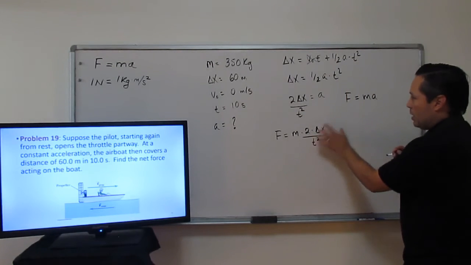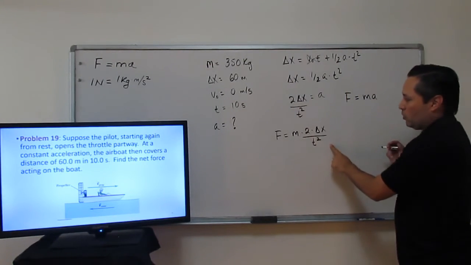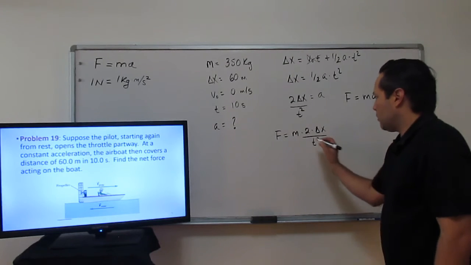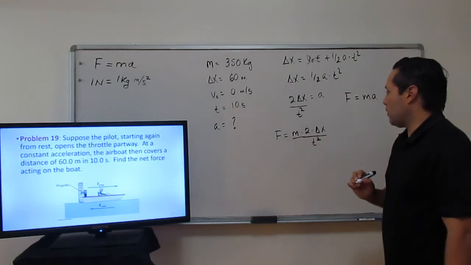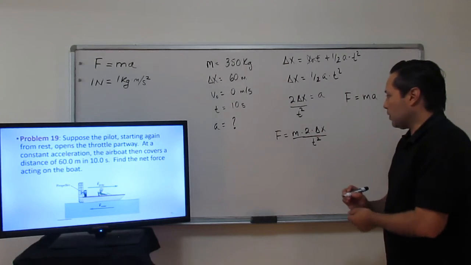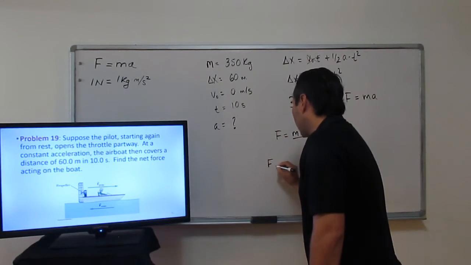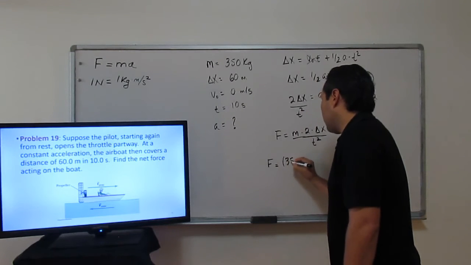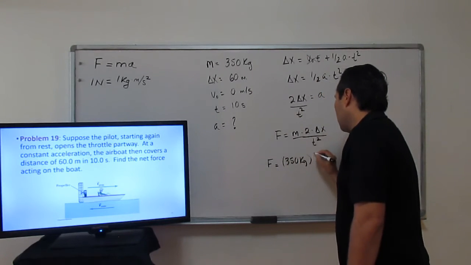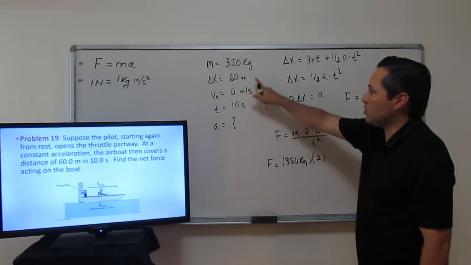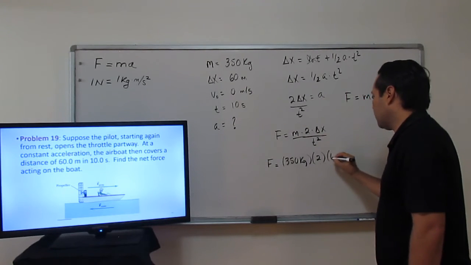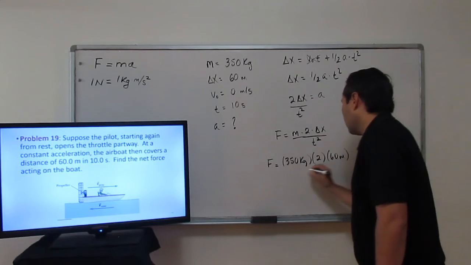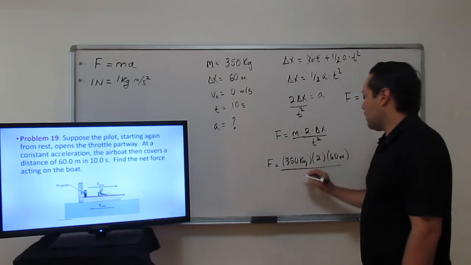Alright, see there's an a. I substituted a, that value there. Okay, I'm going to extend that line. Looks a little bit better that way. So let's go ahead and plug in all these values and solve for the force. The mass of the boat was 350 kilograms, multiplied times 2, a distance of 60 meters, divided by the time squared.